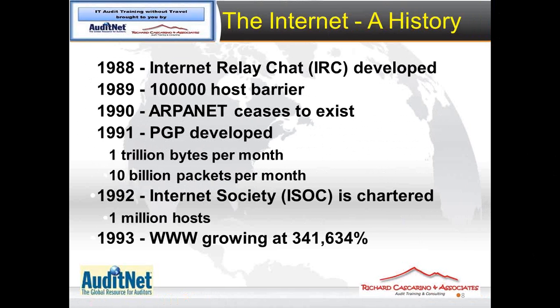The World Wide Web really came in between 1992 and 1993. Prior to that, we had things like Telnet and various other communication protocols. But with the advent of HTTP, we saw the World Wide Web come in, and it started growing exponentially. And it grew in 1993 at 341,000%, which is quite a good growth rate.